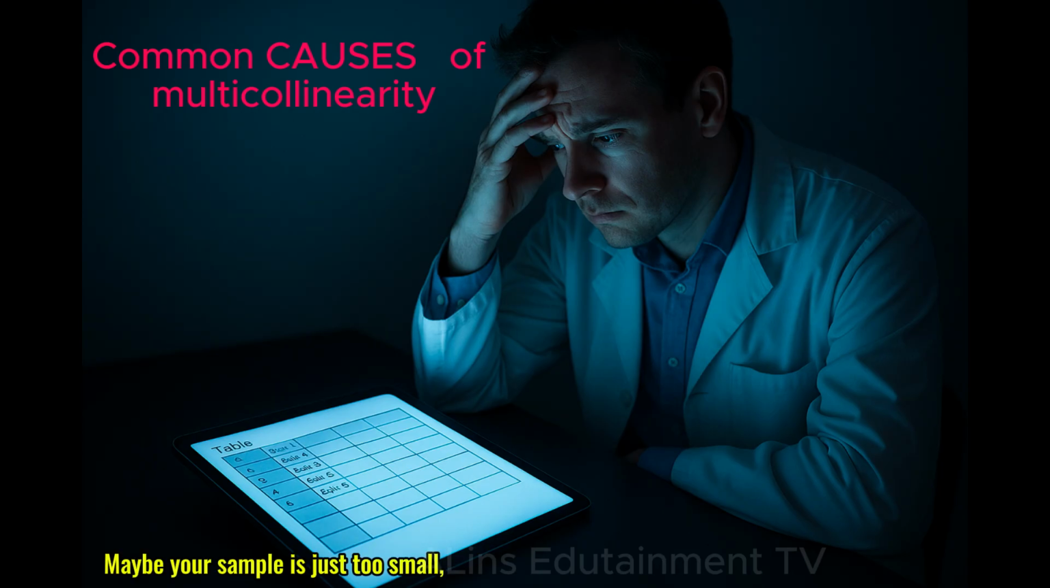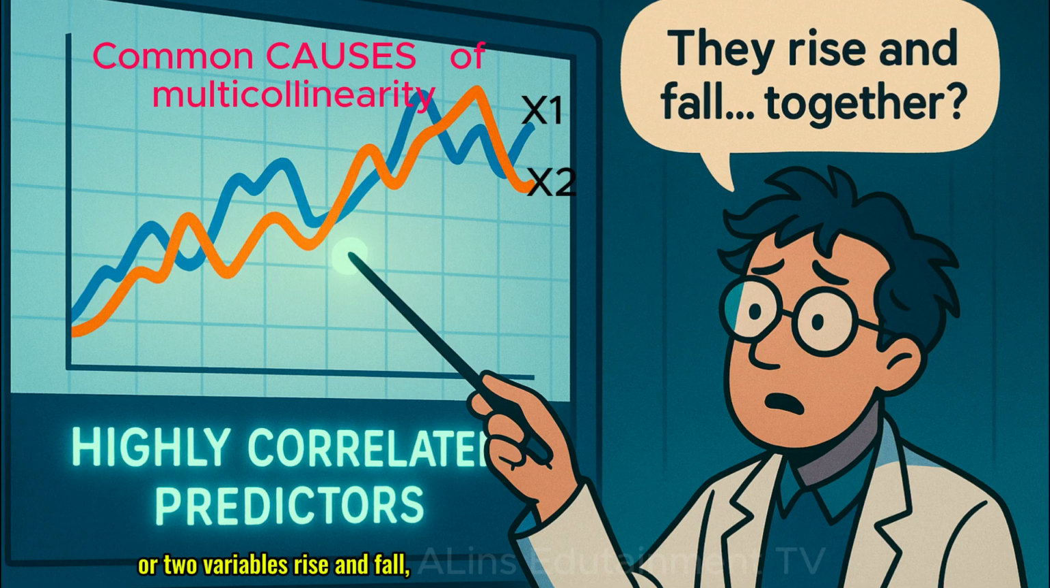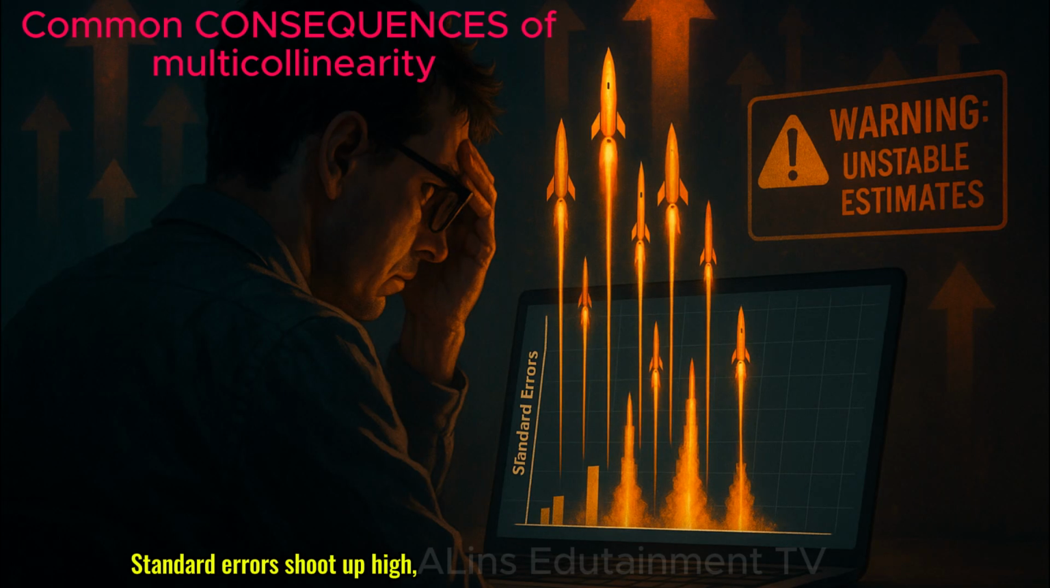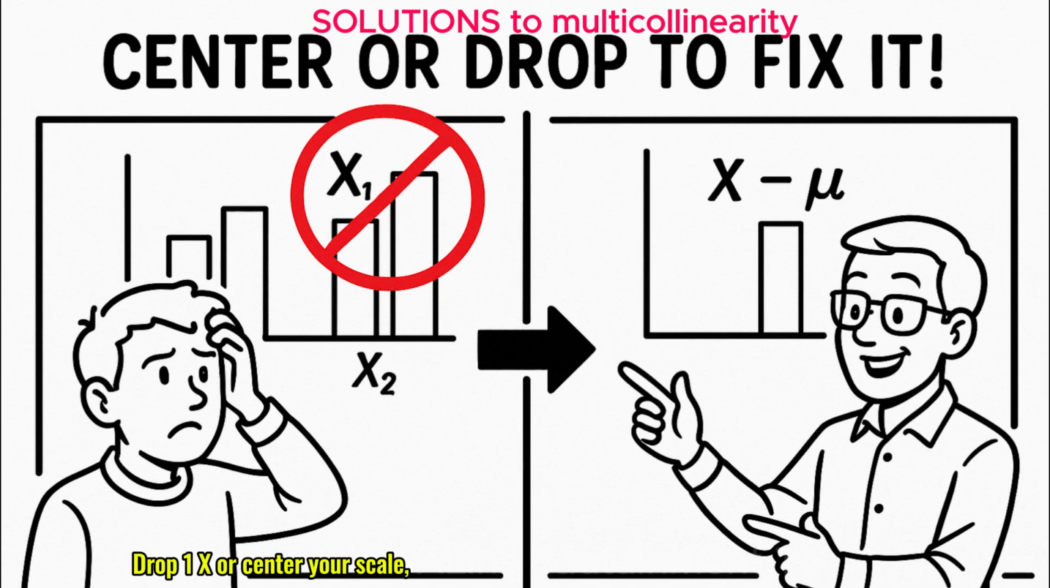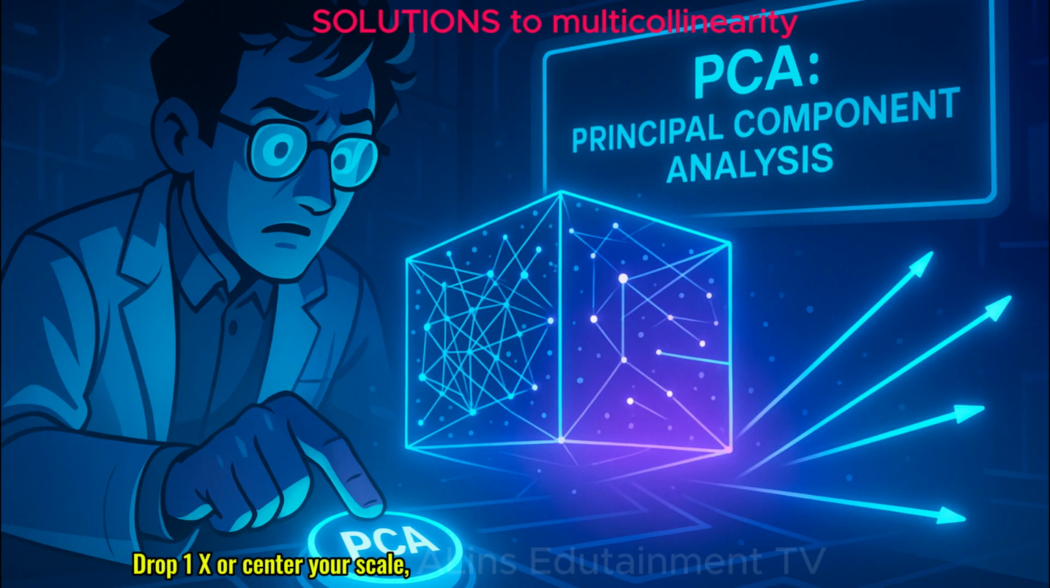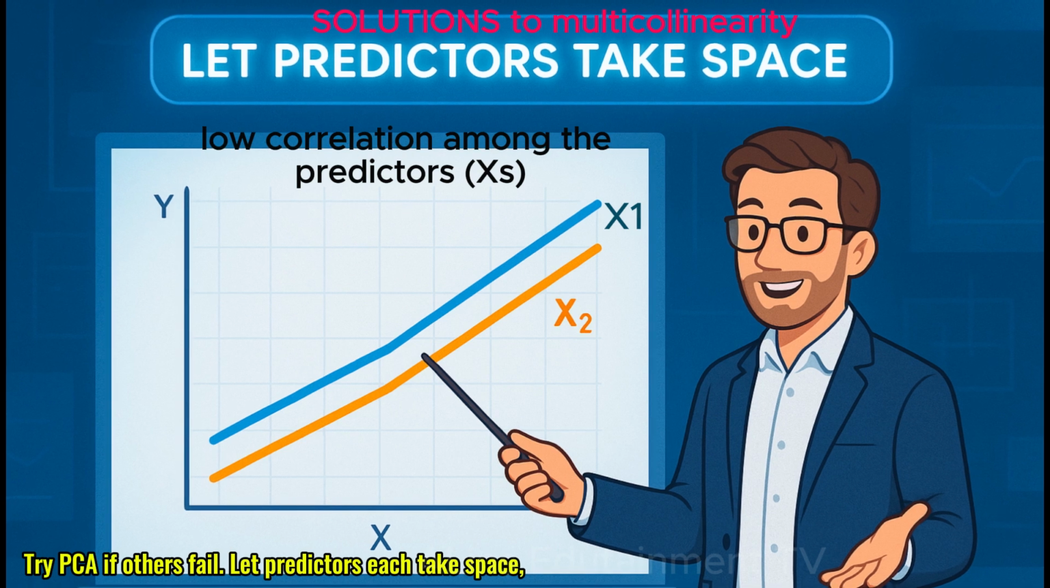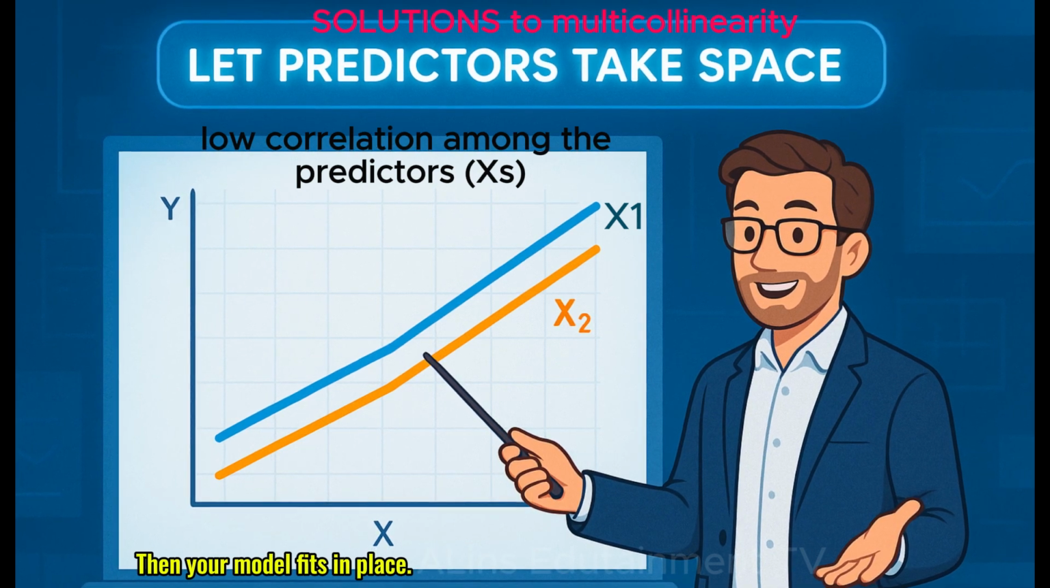Maybe your sample is just too small, or two variables rise and fall. Standard errors shoot up high, t-values drop, you wonder why. Drop one X or center your scale. Try PCA if others fail. Let predictors each take space, then your model fits in place.